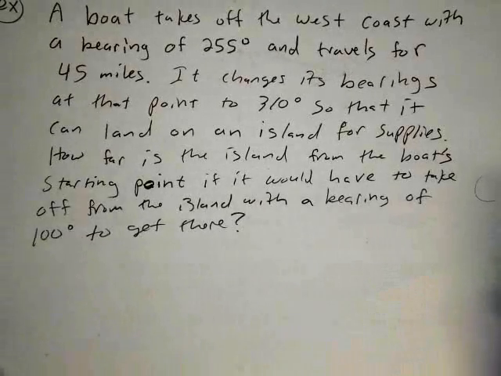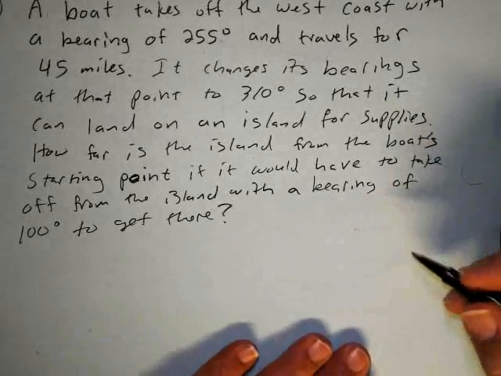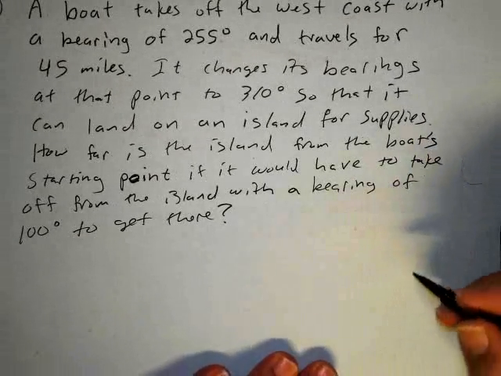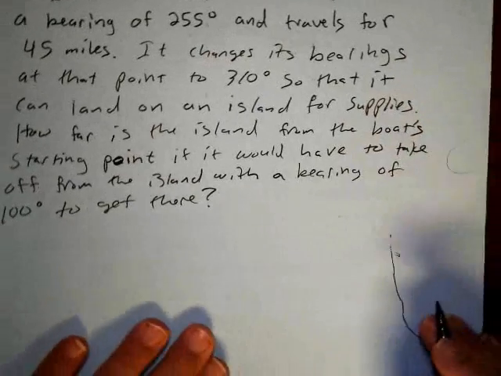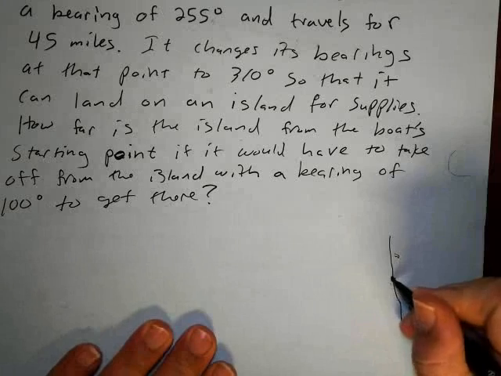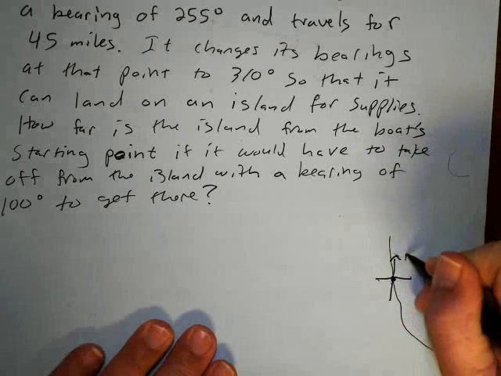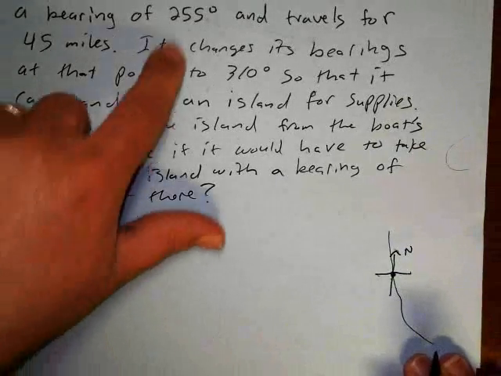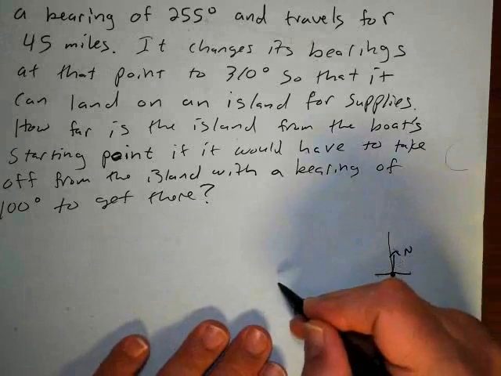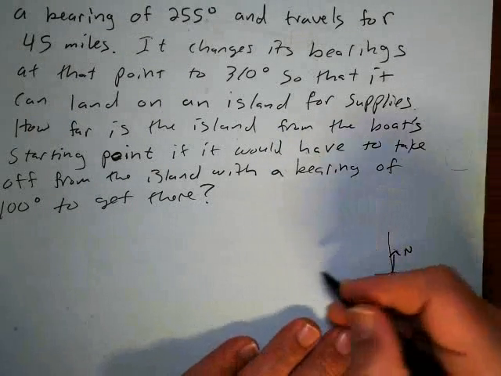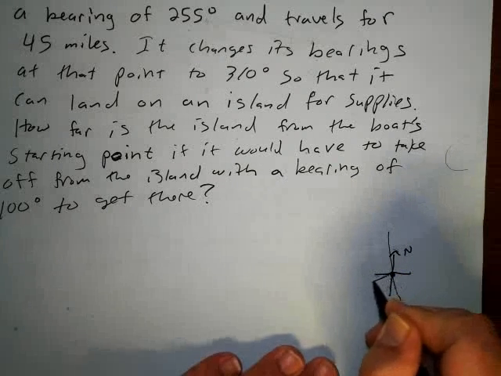Okay, so let's think about this. West coast. So I think we're taking off on the west coast going this way. We'll say that's the west coast, and we're going to take off here at this point. So let's make our little compass here. It takes off with a bearing of 255 degrees. If I go all the way around and go directly west, that would be 270. So it's not quite directly west, right? It's going to be this way.